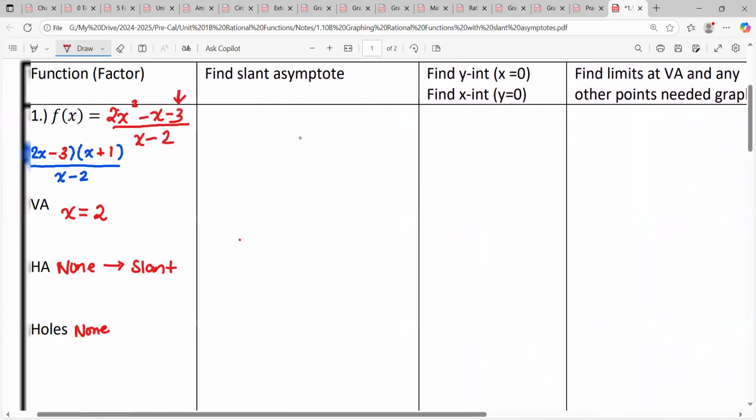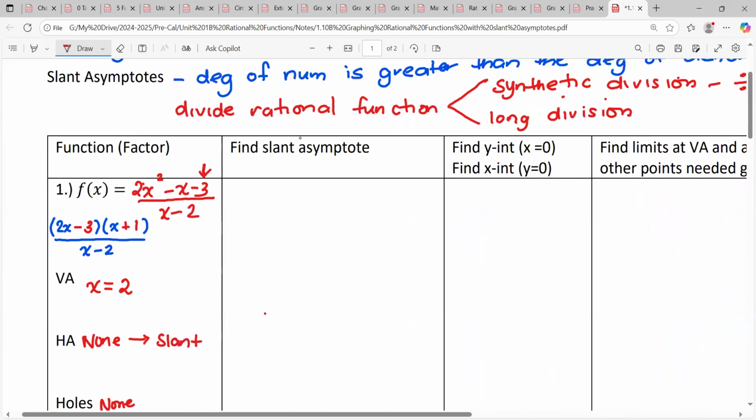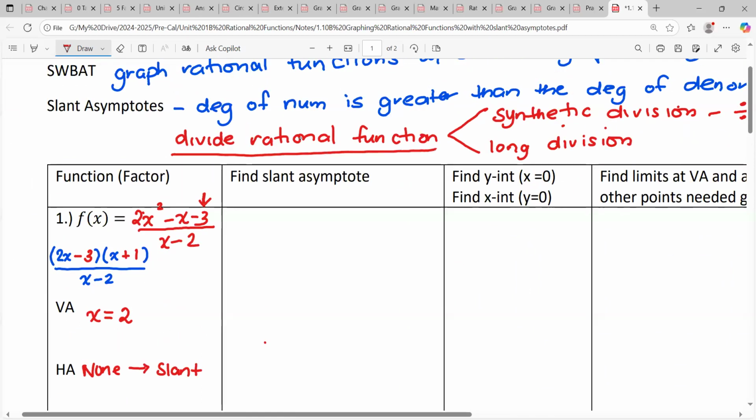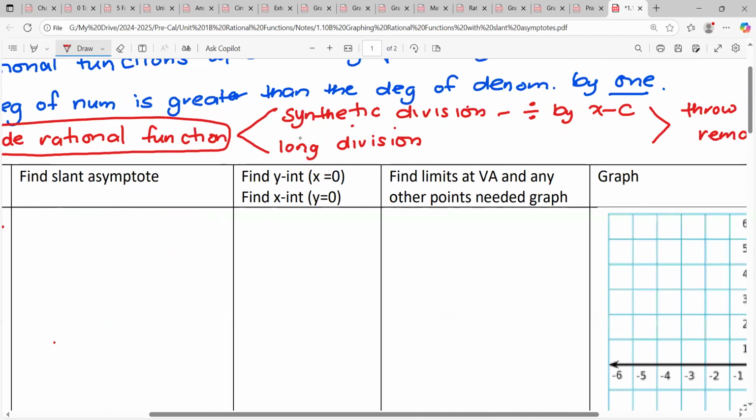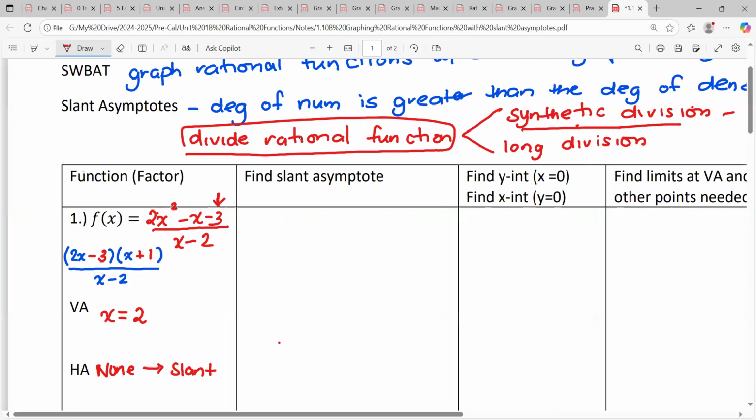Okay. So let's go ahead and find our slant. How do I find my slant? You divide. If I am dividing by just an x in the denominator, I can go ahead and use synthetic division. So what am I dividing by? X minus 2. So we can do that. So what do we have here? We just solve for it. The 0 would be a 2. And then we write our coefficients. So 2x squared minus x minus 3. We just put it there.